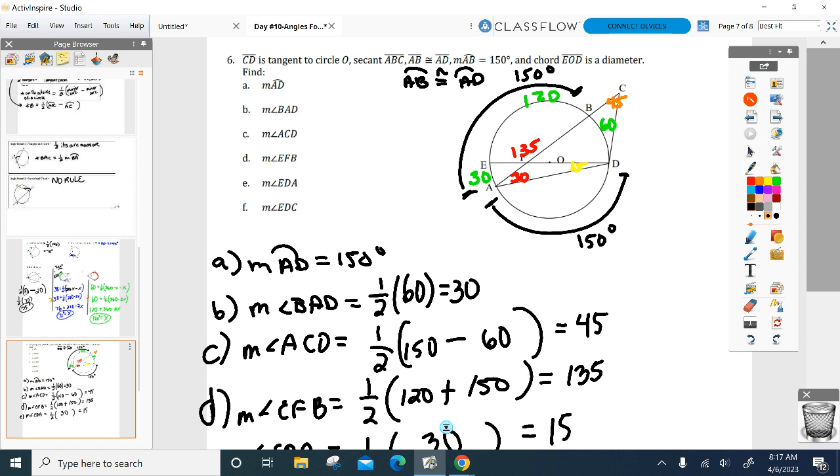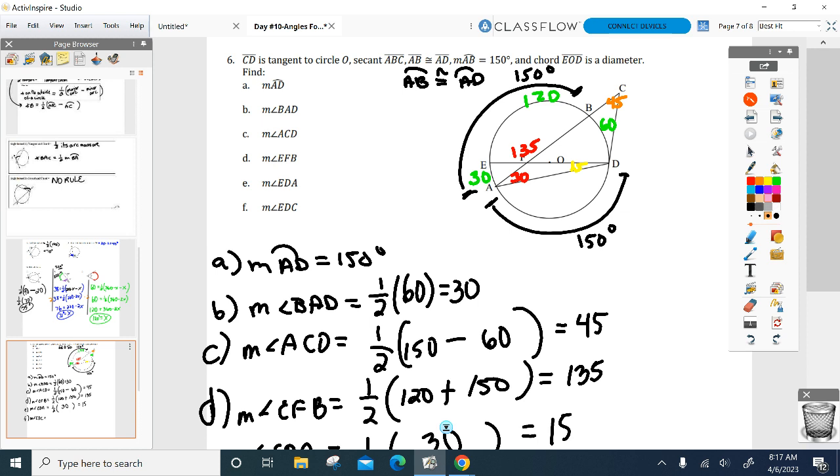A chord. Okay, the diameter chord's fine. And what about CD? What do I call that? That's a tangent. So this is a chord and a tangent. A tweener angle, right? So I take half the arc measure in between.